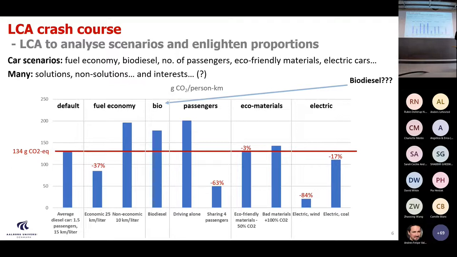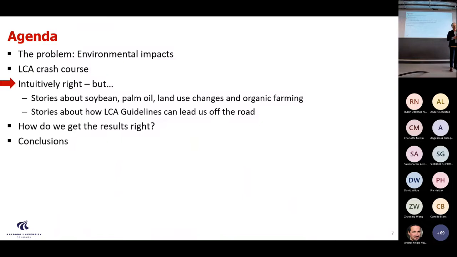And I mentioned this biofuel here. How can that be? And that's the starting point of the stories I'm going to tell now. So that's where we have something that could be intuitively right, but maybe not always right.